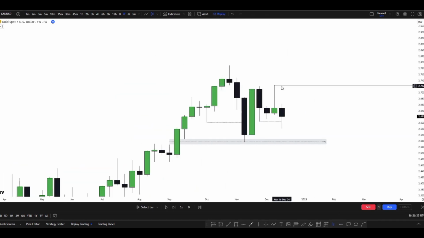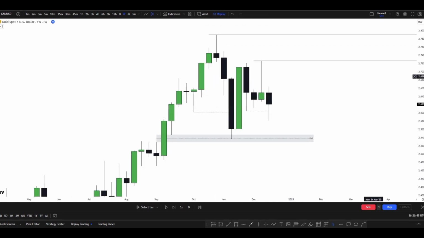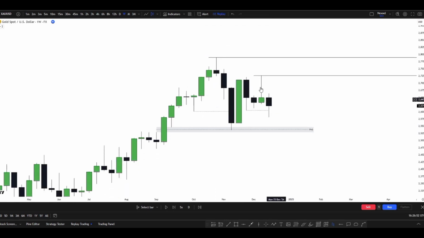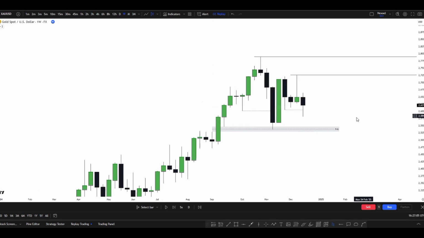That is the next draw on liquidity. So this becomes your next draw on liquidity. And in extension, this other high point becomes the long-term draw on liquidity. So we have this as the first draw on liquidity that I'll be looking forward to maintain the bullish momentum to the upside.